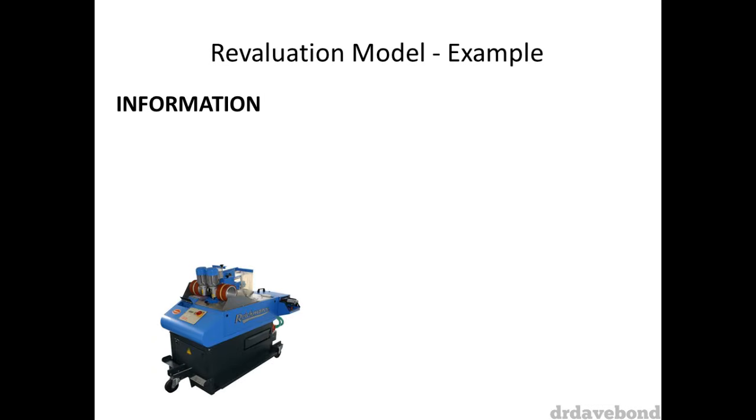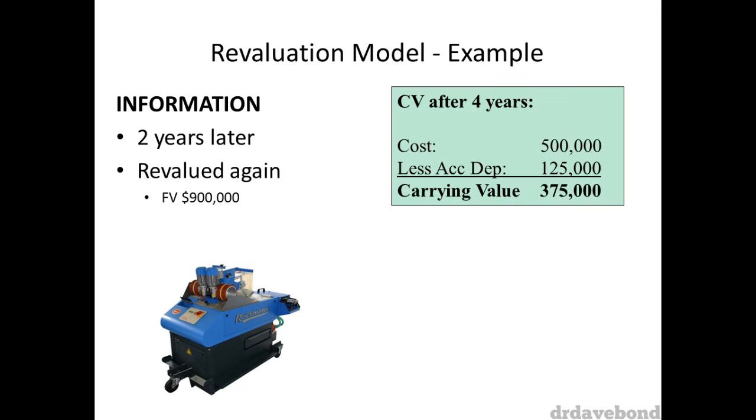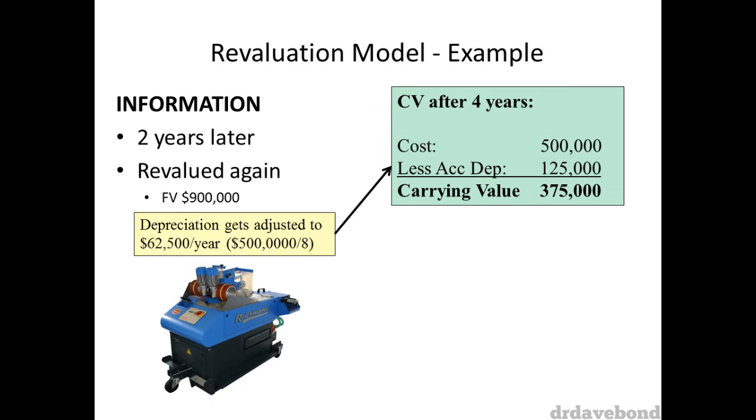The next piece of information is that 2 years later, the asset is revalued to a fair value of $900,000. So, again, we compare this to its current carrying value. For this, cost is the amount that the asset was revalued to previously. In this instance, that is $500,000. Accumulated depreciation is $125,000, which is 2 years of depreciation of $62,500. Remember, you've got to adjust the annual depreciation expense once you have revalued the asset. This gives a carrying value of $375,000, which is lower than the fair value of $900,000. This means that it is an upwards revaluation.